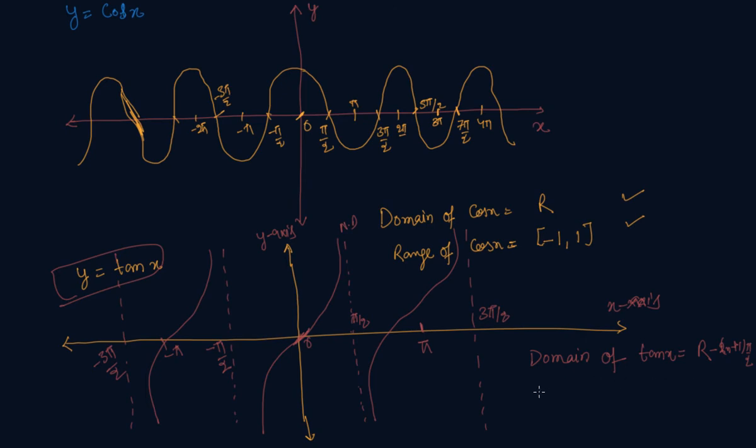Now coming to the range. The range is minus infinity to infinity in open brackets. The domain is R minus (2n plus 1) pi by 2, where n belongs to the integers. So let's say when n is 0, it will take R minus pi by 2, which means excluding this value. So this is the domain of this function. Now the range is minus infinity to infinity.